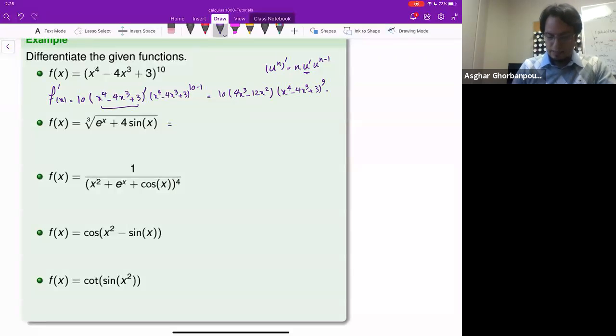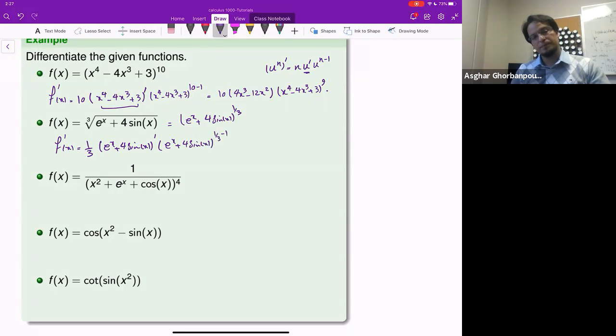The second one, you might say, oh, where is the power, or how can I use this? This is basically e to the power x plus 4 sine x, to the power 1/3. And then f prime will be n, which is 1/3, times the derivative of the function there, times the function e to the power x plus 4 sine x to the power 1/3 minus 1. And that gives me 1/3.